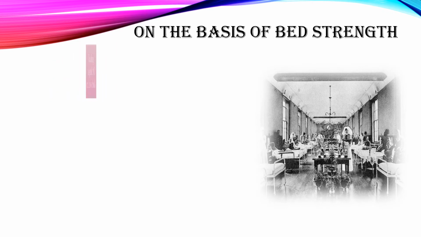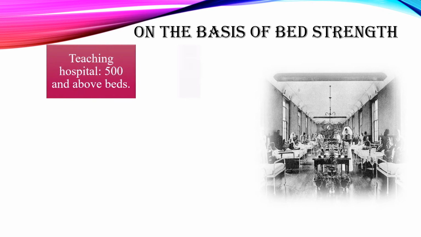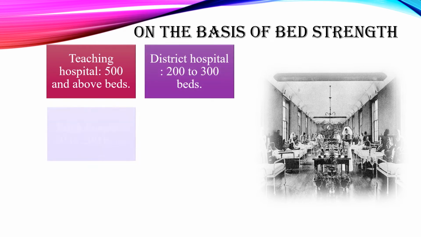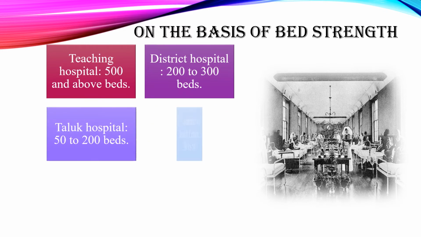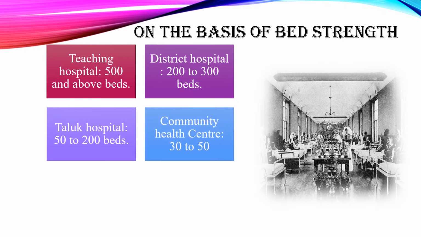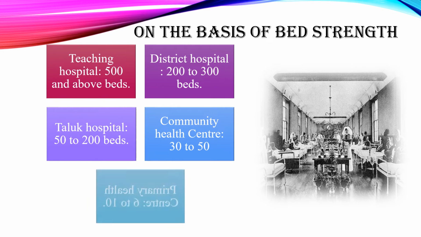According to the bed strength, the hospitals can be classified into a teaching hospital with 500 and above number of beds, a district hospital with 200 to 300 beds, a taluk hospital with 50 to 200 beds, a community health center with 30 to 50 beds, and a primary health care center with 6 to 10 number of beds.